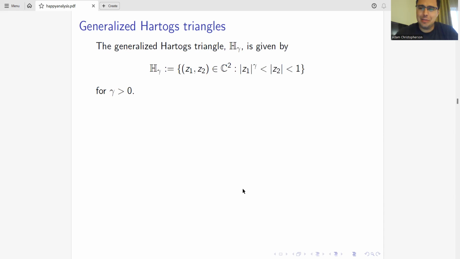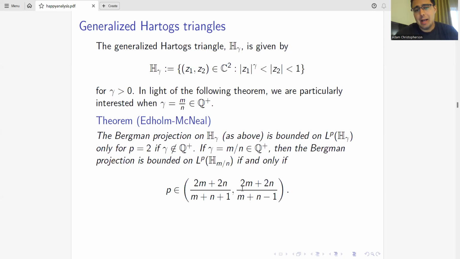So, like many things in complex analysis, we seek to generalize those results on H1. So let us consider H gamma, where instead of putting the exponents all to be 1, you put a general exponent on the first variable. So absolute value of z1 to the gamma less than absolute value of z2 less than 1. Now we'd like this domain to remain bounded and pseudo-convex, so we'll insist that gamma be positive. And in fact, in a moment, you'll see that we further have to insist that gamma be a positive rational number because of the following theorem of Luke Edholm and Jeff McNeal.